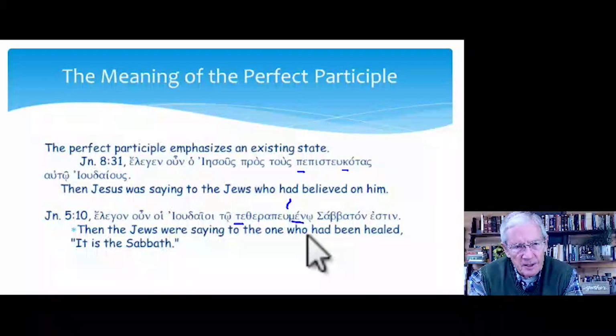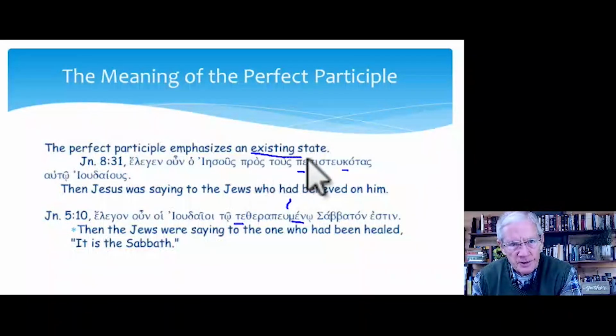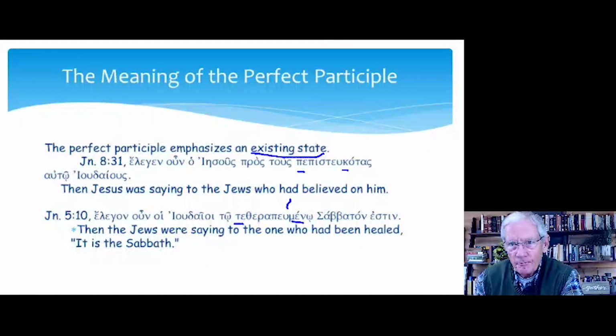And the translation you'll see below: to the one who had been healed. And this is at the pool of Bethesda when Jesus had healed the crippled man. He was healed, but at the same time when the Jews are speaking to him, he is in a healed condition. That's why I say right up at the top, the perfect participle emphasizes an existing state.